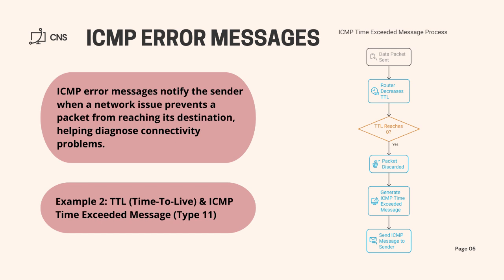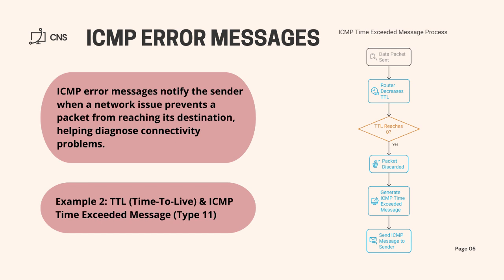First one, data packet sent. A device sends a data packet with a TTL value. The packet moves through multiple routers to reach its destination. Every router that processes the packet decreases the TTL value by 1. Suppose the initial value of TTL is 5, and it is transmitted through 3 different routers. So now at this position, the TTL value of the message is 2.